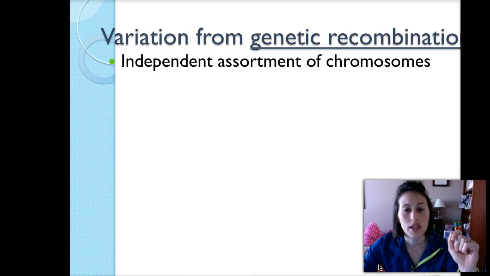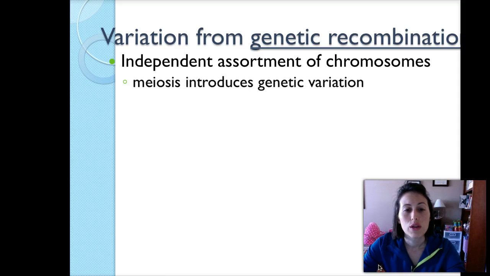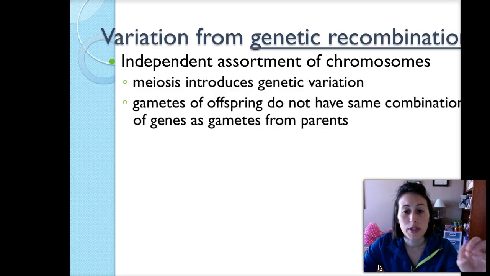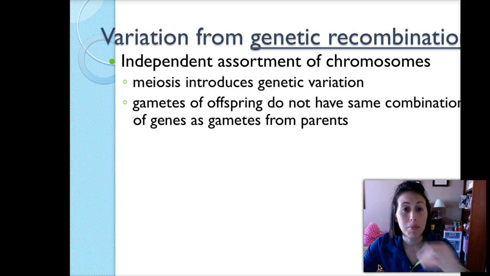All right, so looking a little bit closer, independent assortment of chromosomes in meiosis introduces genetic variation here, okay? The gametes of offspring don't have the same combination of genes as the gametes from their parents. So what that's saying is my gametes do not look the same as my mom's gametes, okay? Because I have genes that have been introduced from my mom and my dad that I inherited, and then my gametes are going to have different combinations of those.